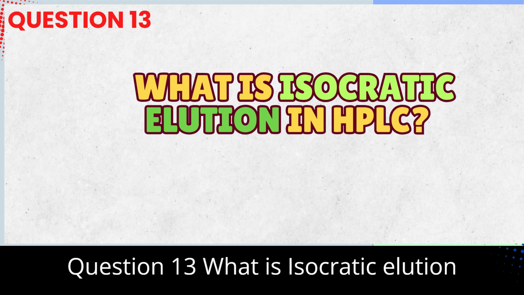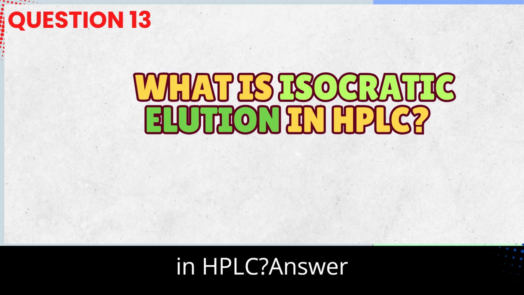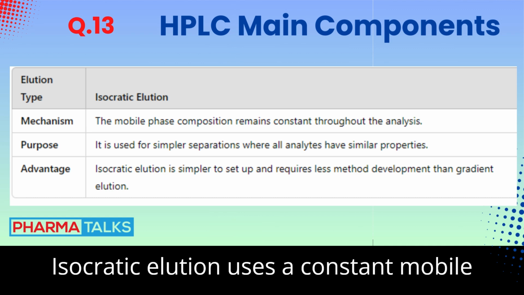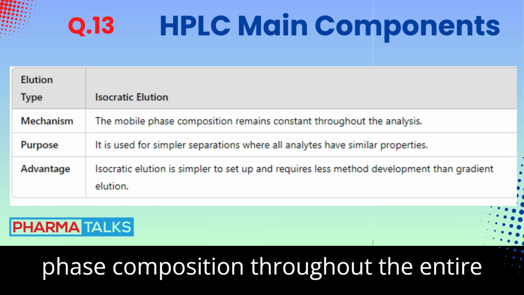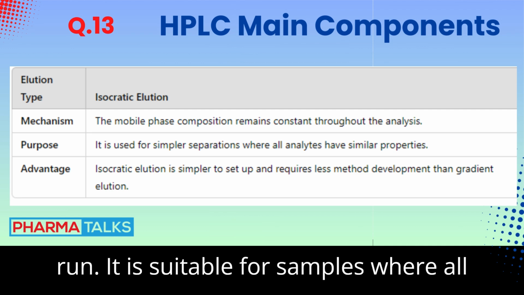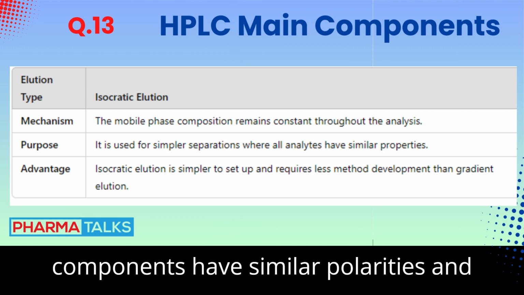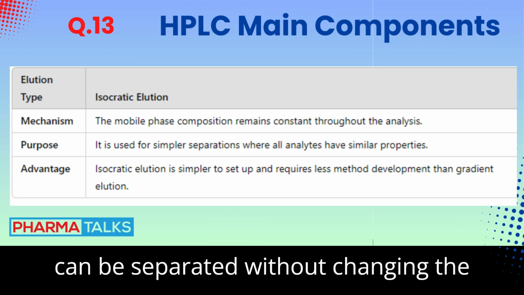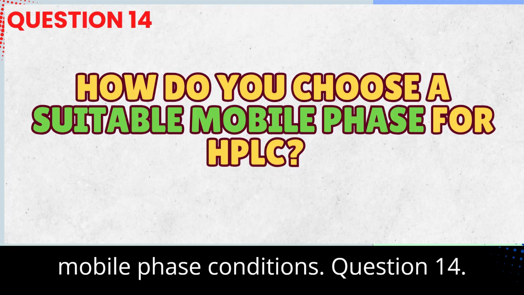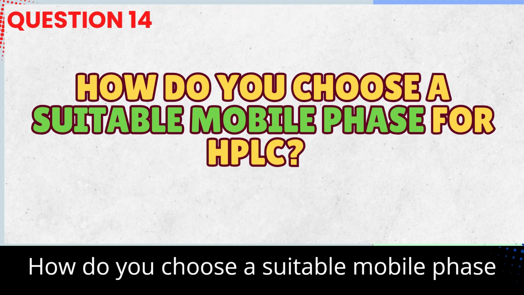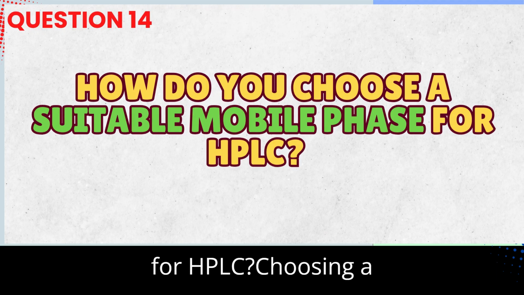Question 13. What is isocratic elution in HPLC? Answer. Isocratic elution uses a constant mobile phase composition throughout the entire run. It is suitable for samples where all components have similar polarities and can be separated without changing the mobile phase conditions.